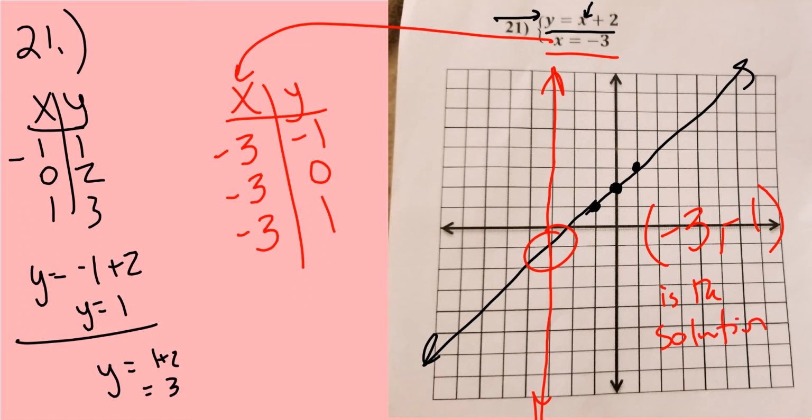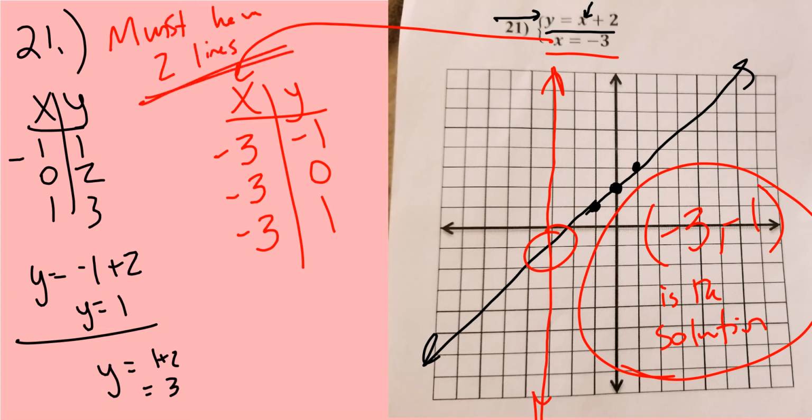If you found it any other way, you still have to graph it. You still have to have two lines that graph. You must have two lines, or you didn't solve it by graphing. So that's it for 21.